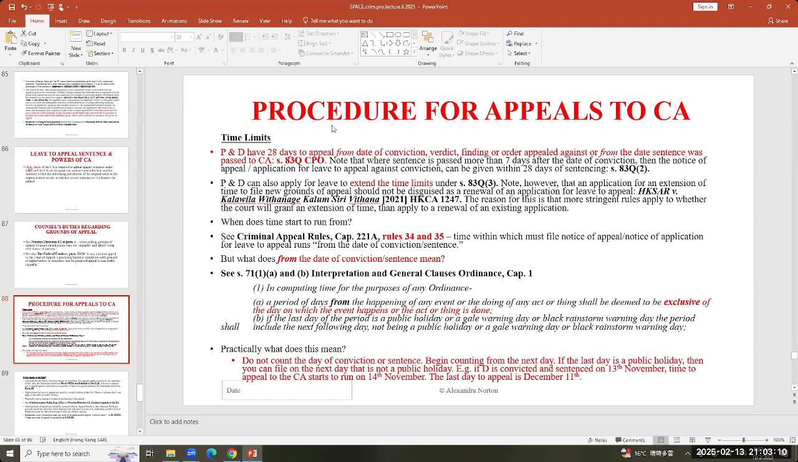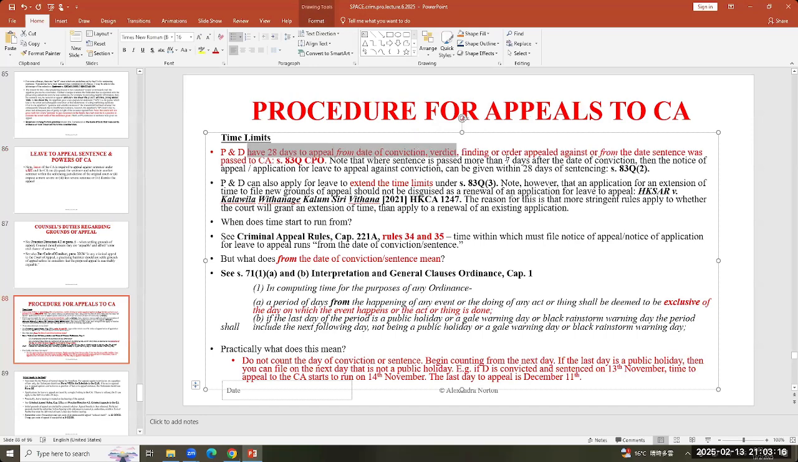How do you appeal to the Court of Appeal? You have 28 days to appeal from the date of conviction or from the date on which sentence was passed. But if sentence is passed more than 7 days after conviction, then you have 28 days from the date on which sentence was passed to appeal.